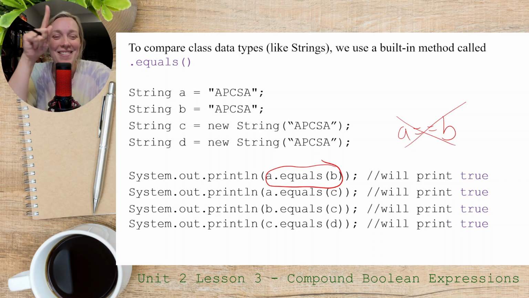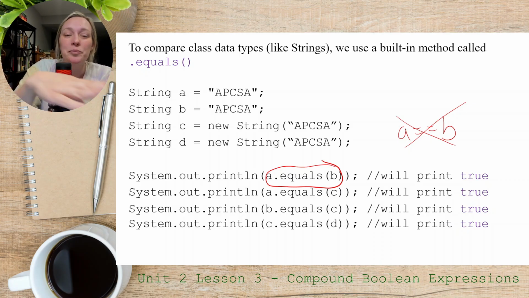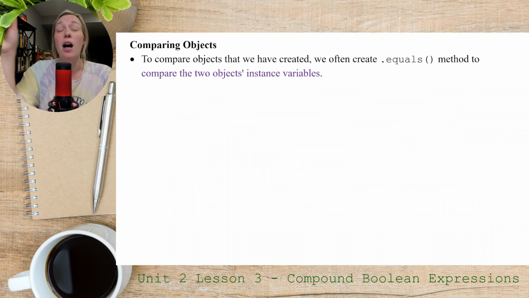But you're going to use a dot equals b to compare strings, okay? Do it. Trust me. Your code will thank you. All right, we're almost to the end.